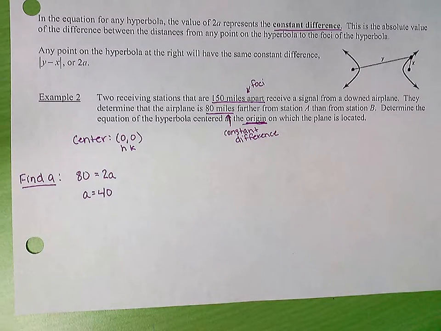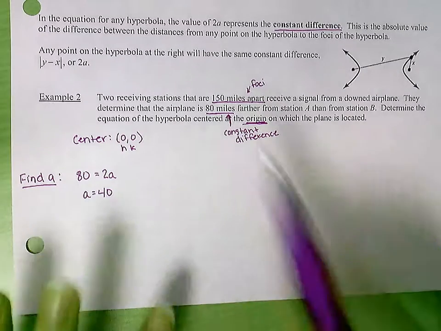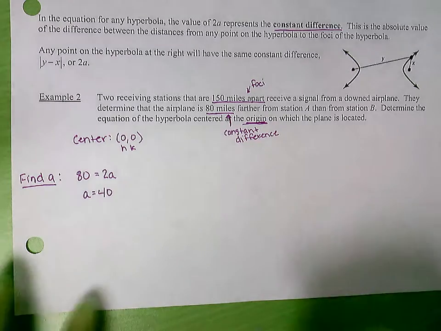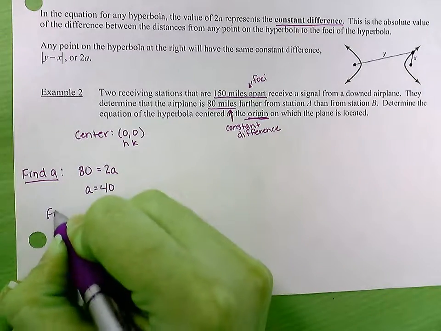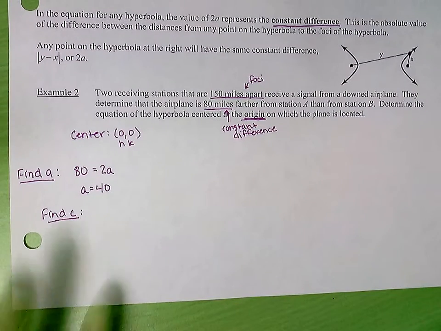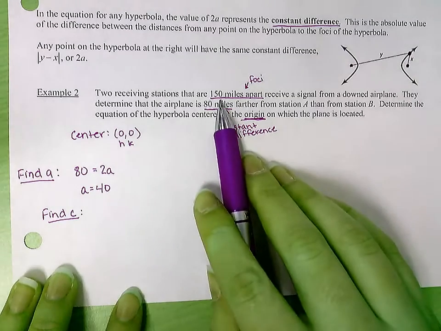So our A value is 40. Next, since I'm given the distance between my foci points, we can find C. So we're going to take that distance.